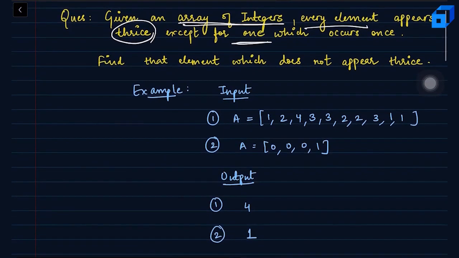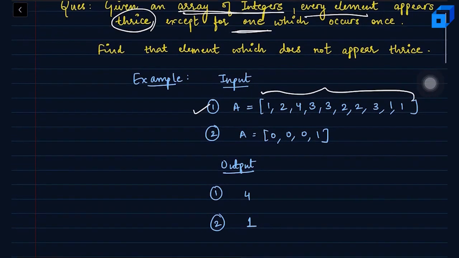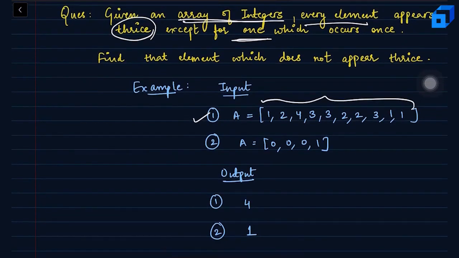Let's look at an example now to understand it better. The first array contains all these elements, and in this array, you will see that there is only one element, that is 4, that is appearing only once. So for this first example input, the output is going to be 4. Now, for the second example, you will see that in the given array, there is only one element that is appearing once, and that element is 1, and this element needs to be returned. So for this particular question, the output is going to be 1.